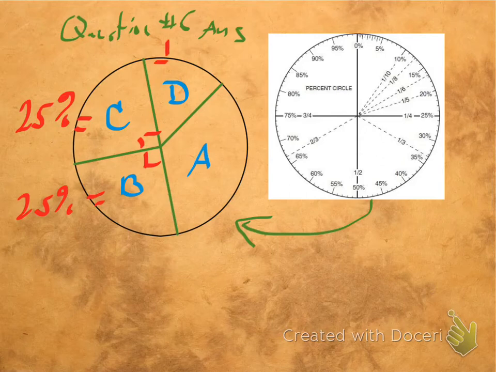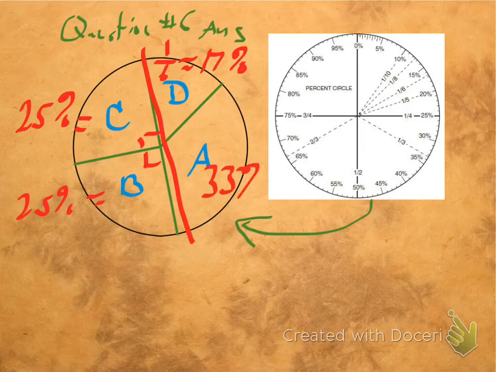All right, and so 1/6, if I write it as a decimal, is 0.16 repeating, or approximately 17%. Well, if the top D is 17% and I have 50% over here on the right side of the circle, then A must be about 33%.